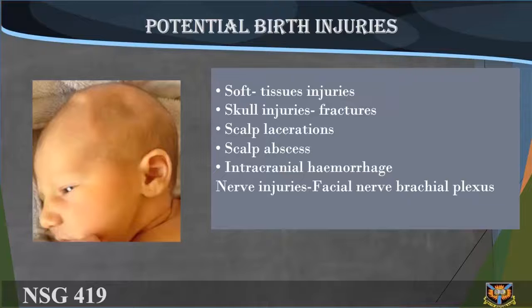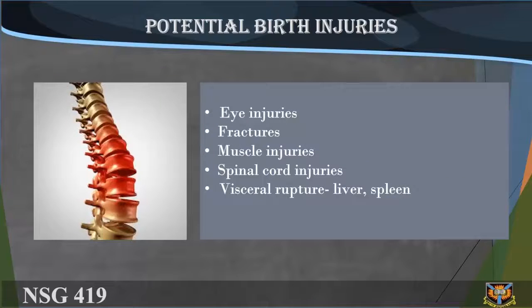Potential birth injuries. Soft tissue injury. Laceration examples: abrasion, bruising, fat necrosis, etc. Skull injuries: cephalhaematoma, fractures, scalp laceration, which may be through fetal scalp electrode, and scalp abscess. Intracranial hemorrhage: subdural, subarachnoid. Eye injury: subconjunctival and retinal hemorrhage. Fractures: clavicle, facial bones, humerus, and joint dislocation.